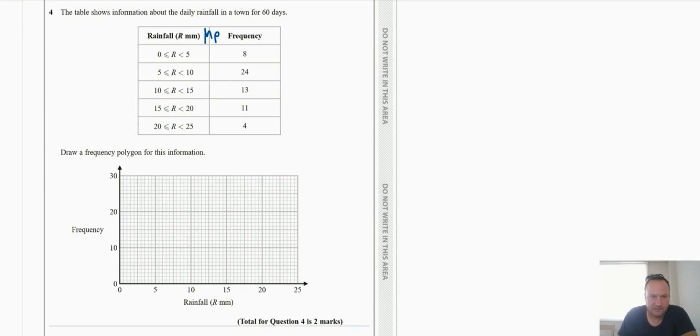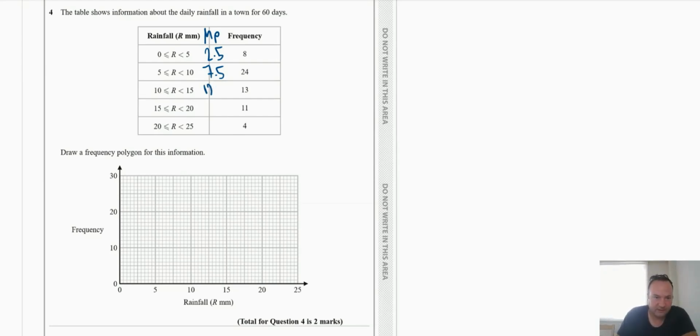So we can see we need to take the halfway mark between 0 and 5. The midpoint is going to be 2.5. And we can continue to do the midpoint. You might be wondering why we do this. What we're doing is an estimation of where along these intervals the 8, 24, and the 13, and so on, are actually going to go.